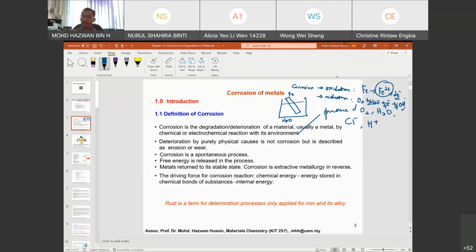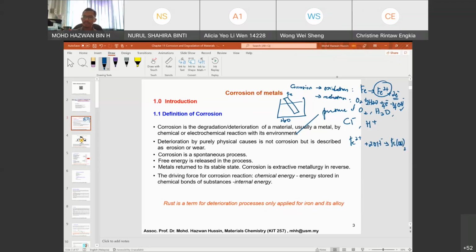That is why later on, the net reaction for corrosion is the reaction between Fe2+ with, for example, 2OH minus to produce Fe(OH)2. So this is the first form of rust, known as ferrous hydroxide or green rust.